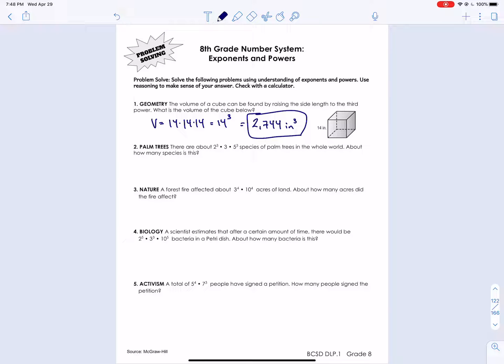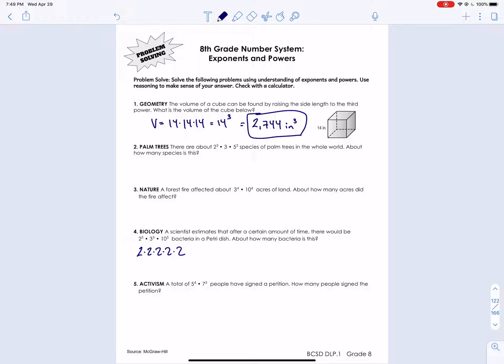I'm going to do number 4. So it says a scientist estimates that after a certain amount of time there would be 2 to the 5th times 2 to the 3rd times 10 to the 5th bacteria in a petri dish. About how many bacteria is this? Okay, so we could take care of each number separately and then multiply them. So 2 to the 5th power, that's the same thing as 2 times 2 times 2 times 2 times 2. So there's 5 of those.